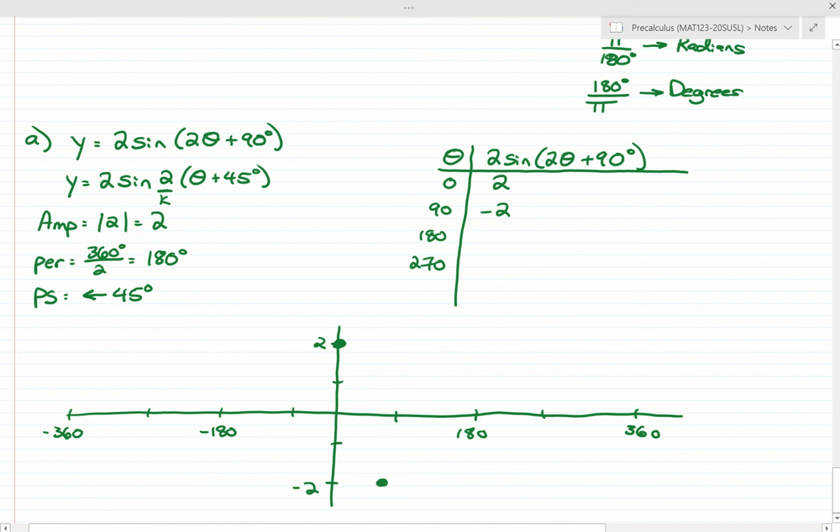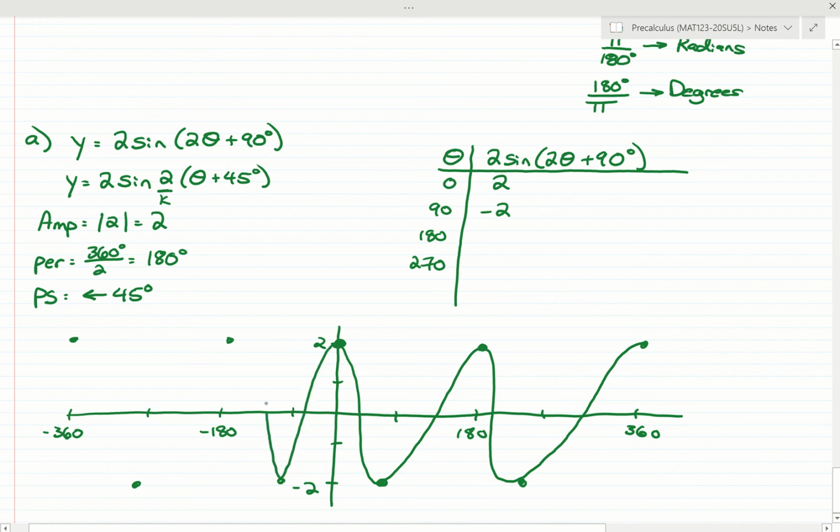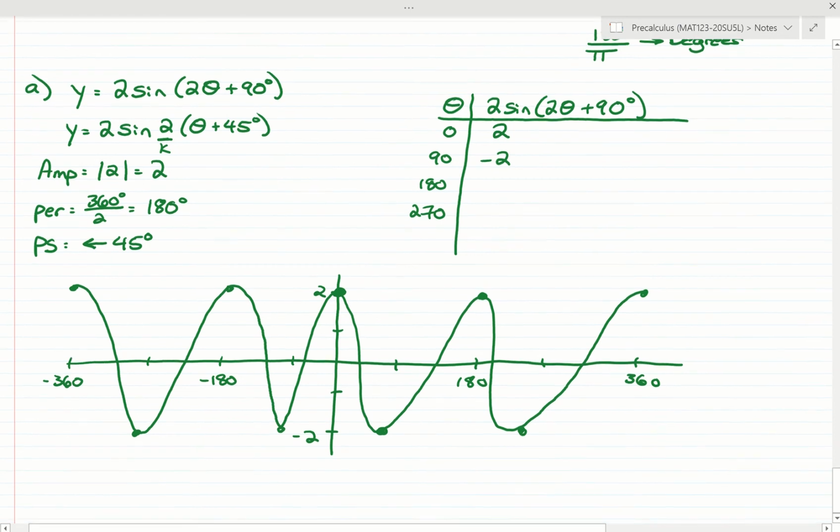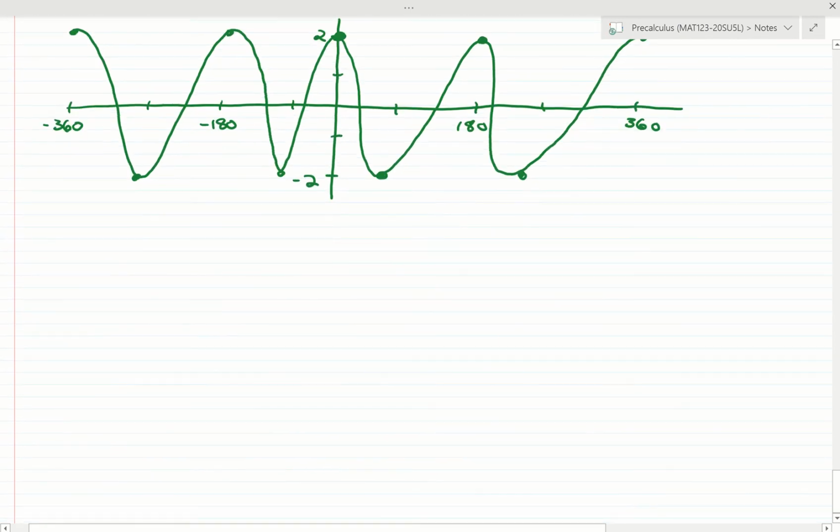Let's try 180. And it's 2 because the period was 180, right? So it would make sense that it is the same thing. I see a pattern, so I don't even have to plug in all of these points. Circular functions or trigonometric functions are fun to graph because they repeat. We know the graph is a wave. This is what the graph would look like, something like this. All right, so everyone could do that. That's not a big deal.